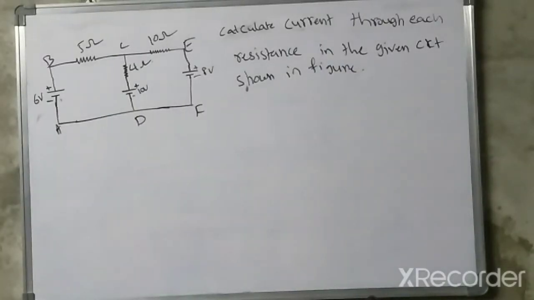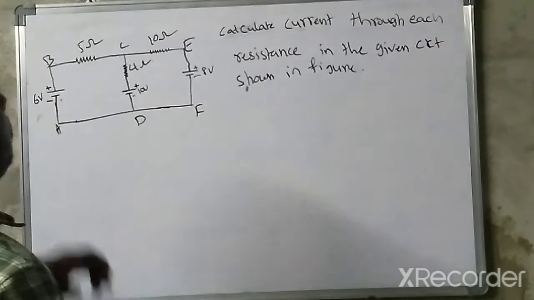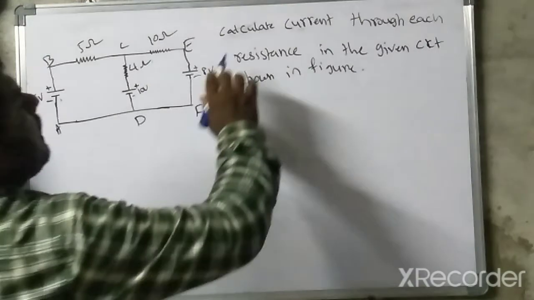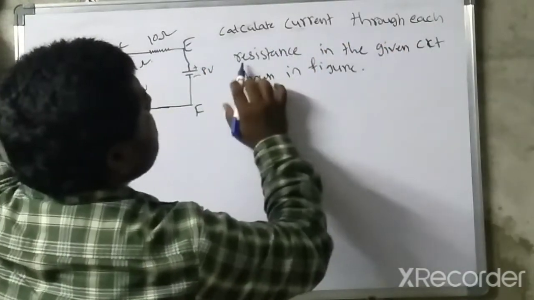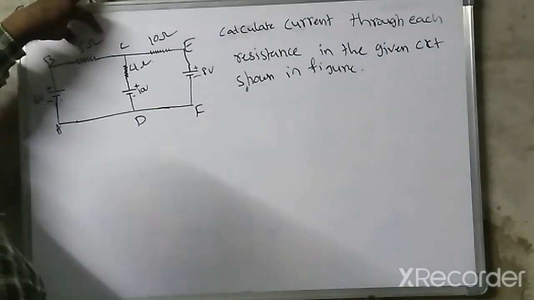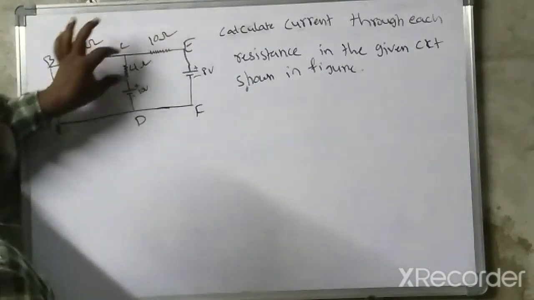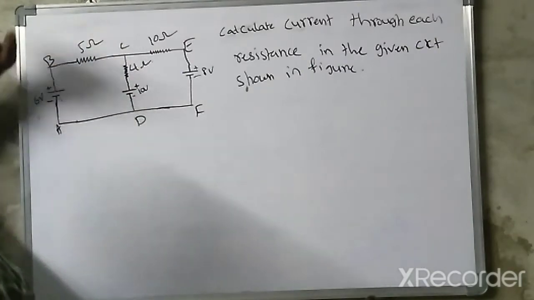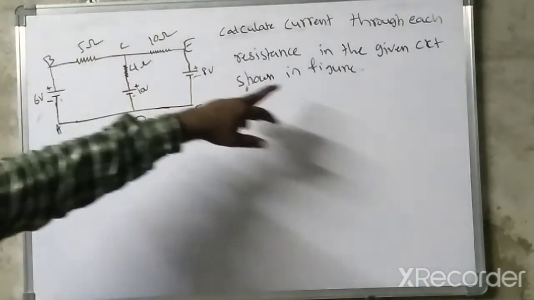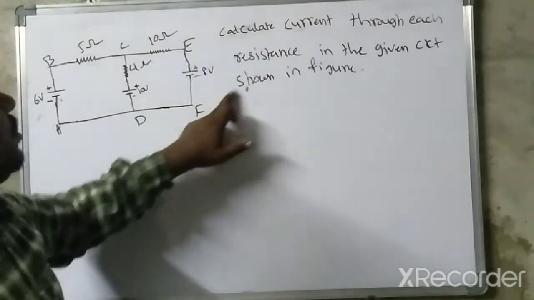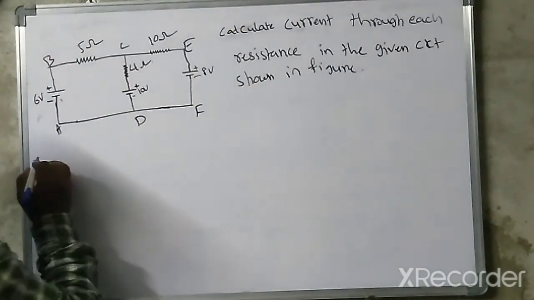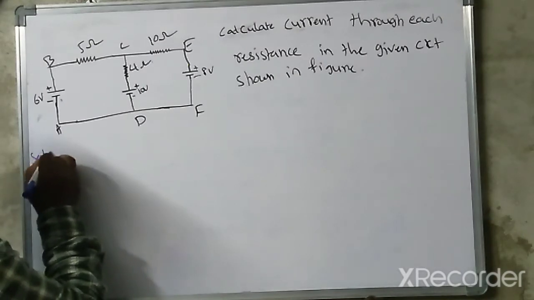Now, based on the previous case, see this circuit diagram. What they are asking here: calculate the current through each resistance. What is the 5 ohm resistance current, the 10 ohm resistance current, and this 4 ohm resistor current? In the given circuit shown in the figure, that's why in the very first case you may apply the KVL rule for the loop in the solution.